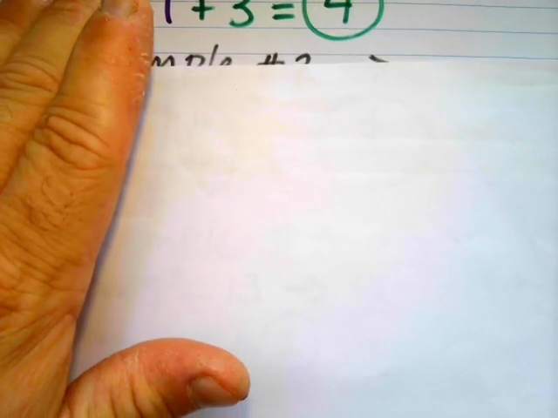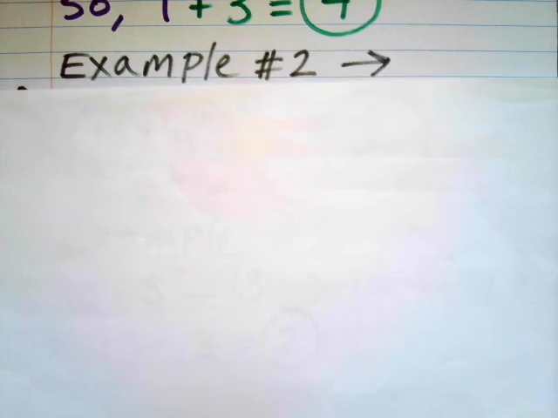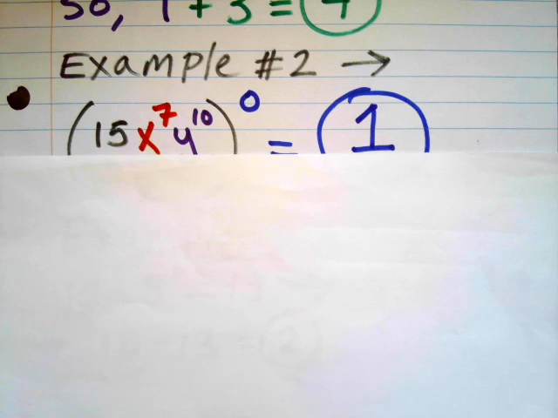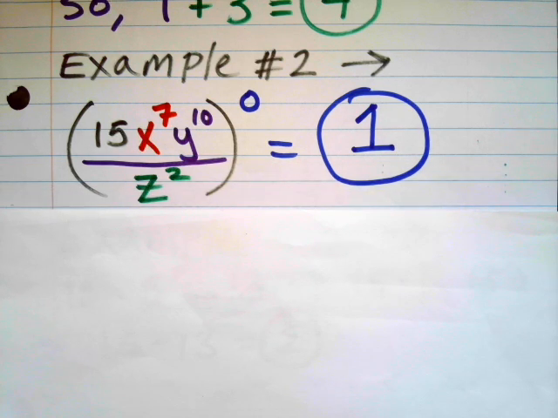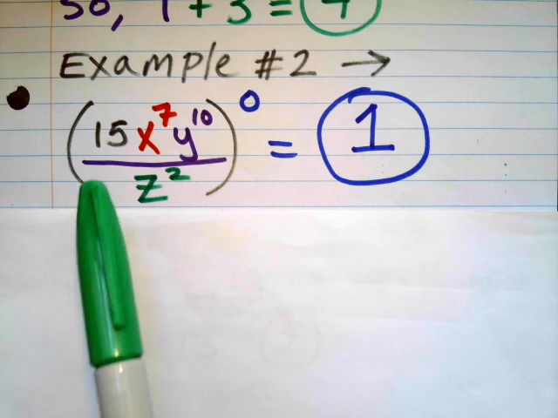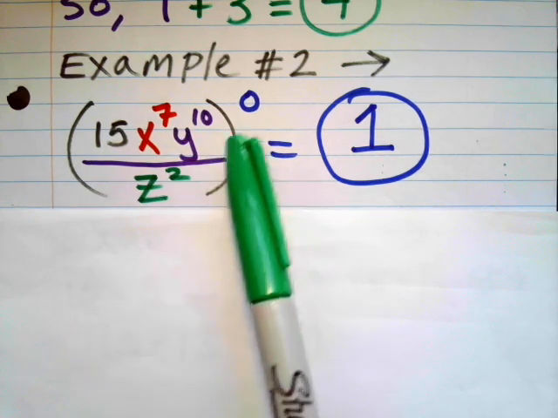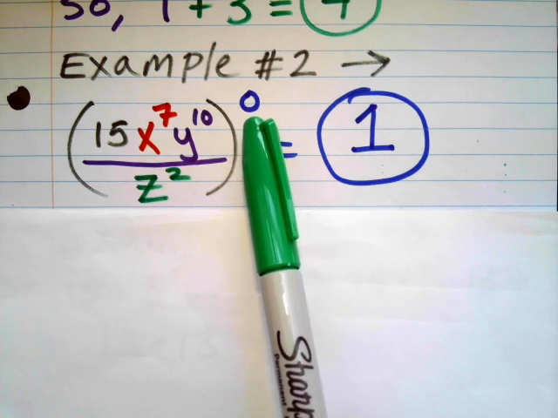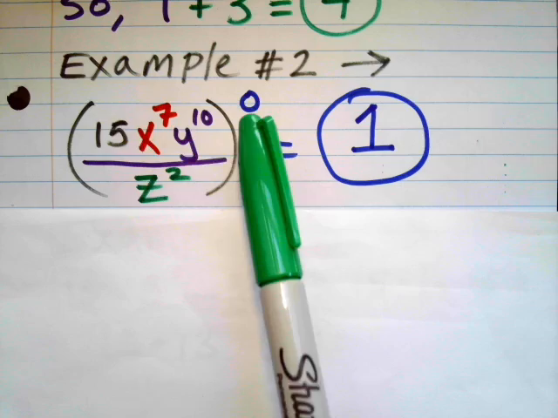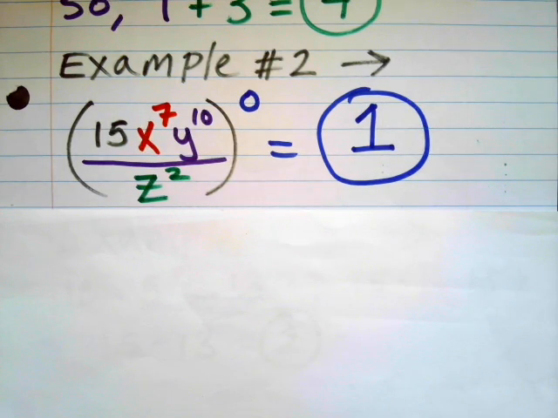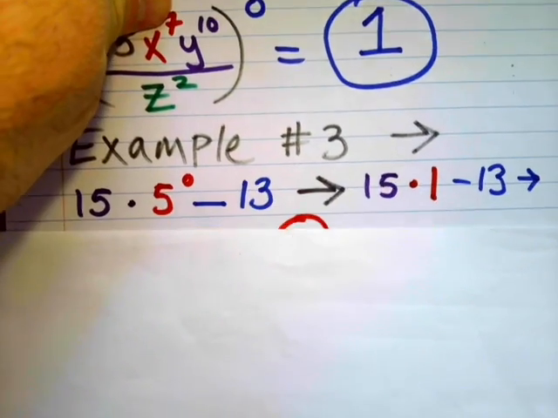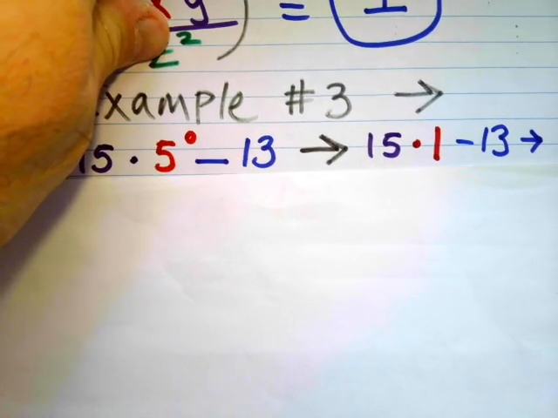All right, let's do a couple more examples here before we finish this particular video. Technically, this is example number 5, but on this page, it's number 2. So let's take a look. What do we have here? Wow, this looks like a real heavy-duty term. Lots of terms in there, lots of values, lots of letters, lots of exponents. 15 times x to the 7th power times y to the 10th power divided by z to the 2nd power, all raised to a power of 0. That means everything in here, since it's raised to the power of 0, equals 1.